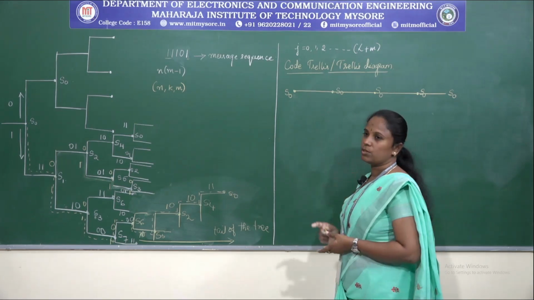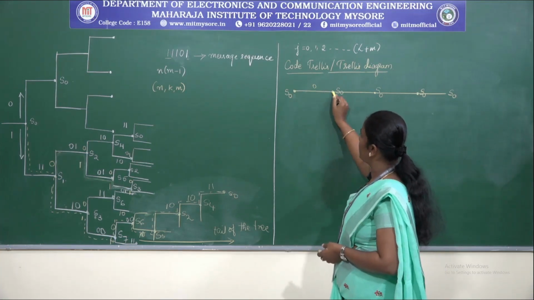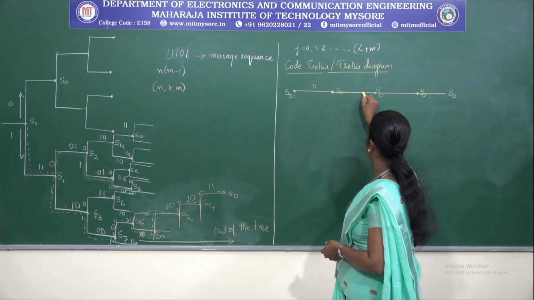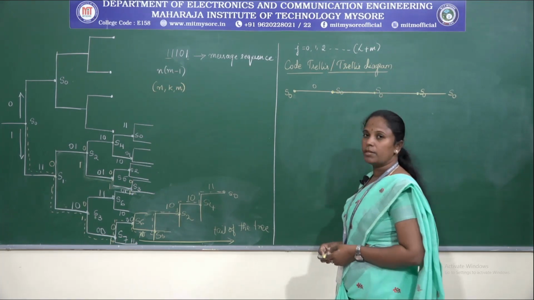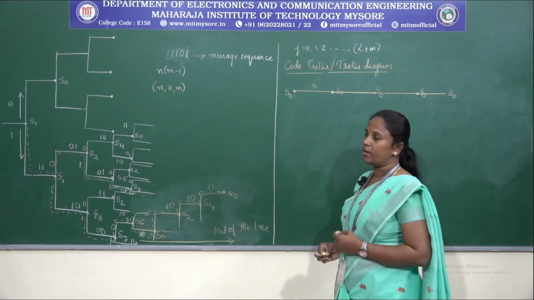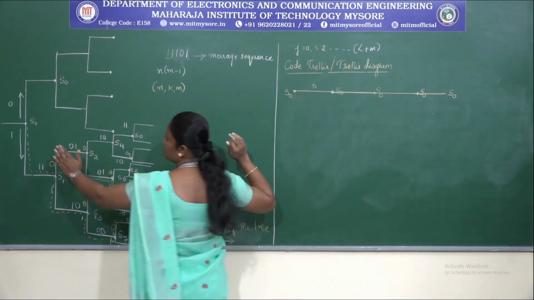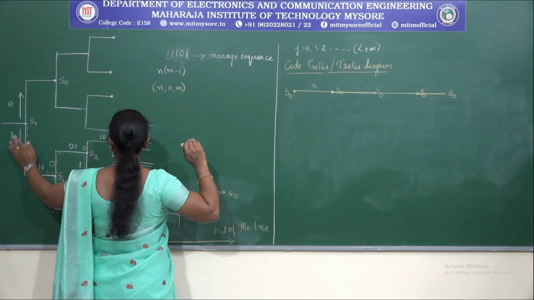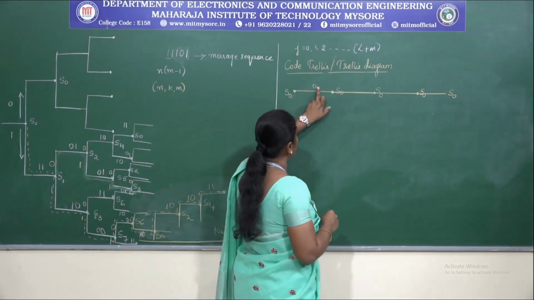So always the 0 state, this is with respect to input 0, is indicated by a dark line, that means by the thickened line. And S naught with input 1 is represented by the dashed lines. Okay. So now this is with respect to the S naught state, S naught with input 0 and input 1. So this is your first branch.